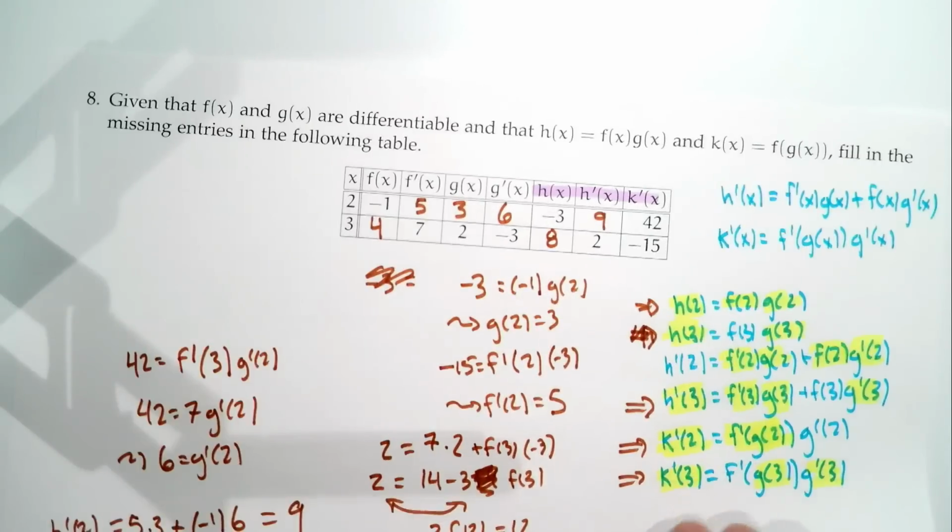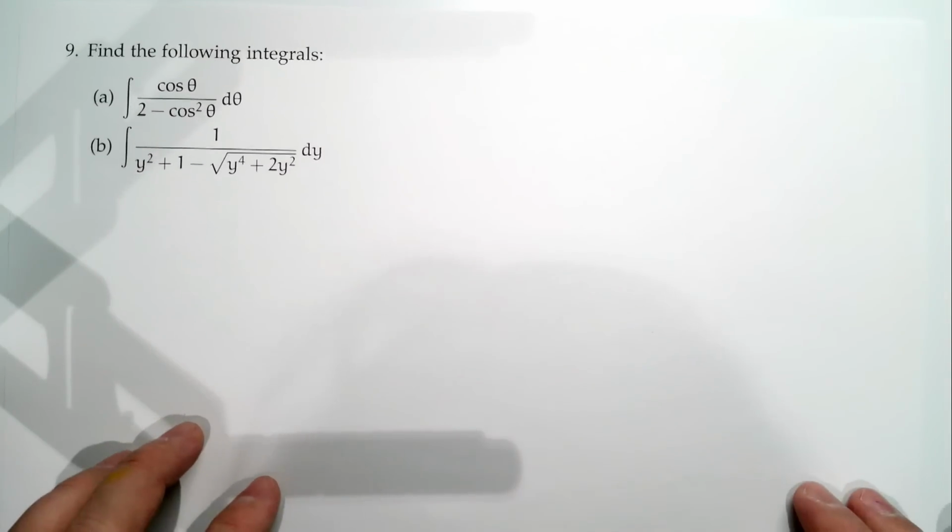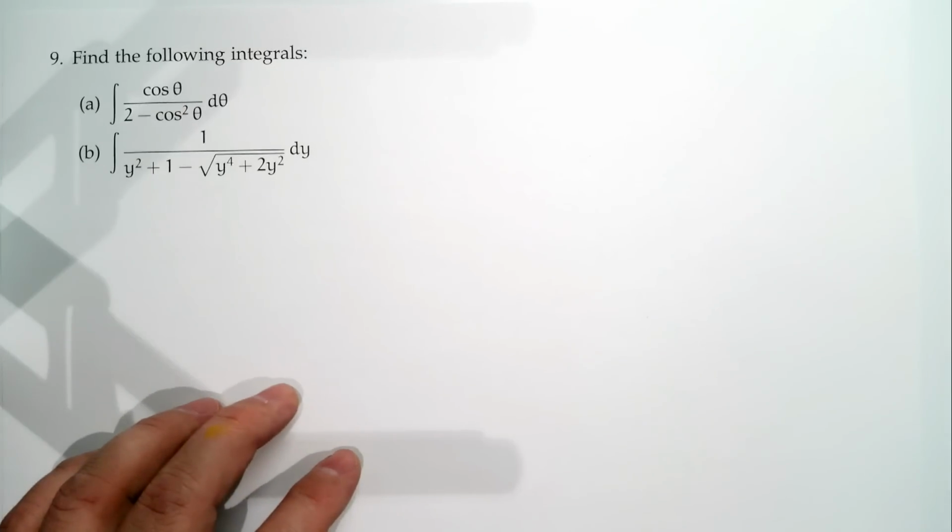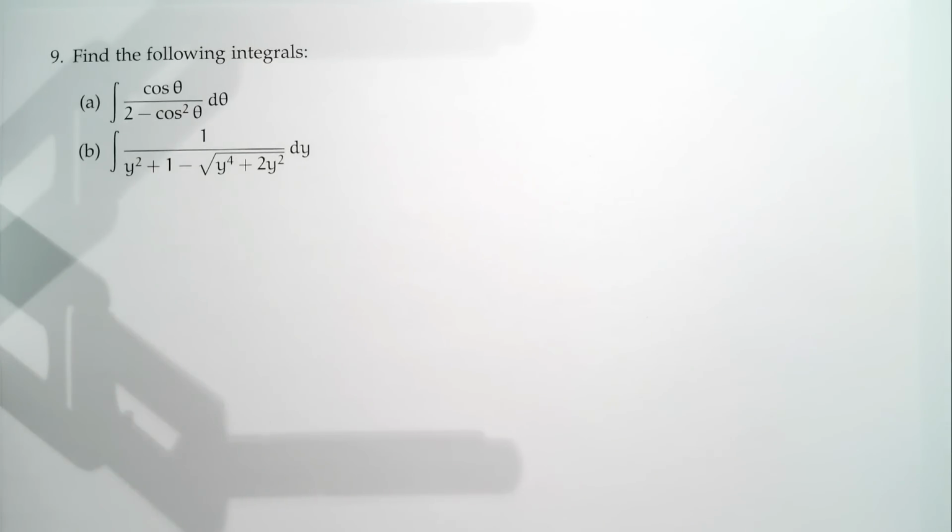One of those ones. So on a lazy Sunday afternoon, you wanted to do a nice calculus problem, pull out a problem. That would be good. Okay, find the following integrals. So, the integral of cosine theta over 2 minus cosine squared theta d theta.